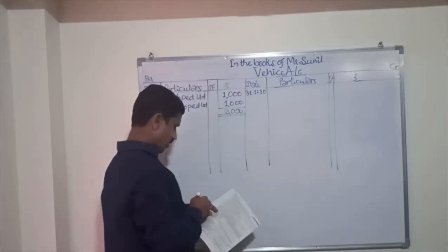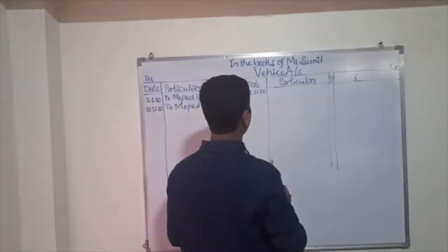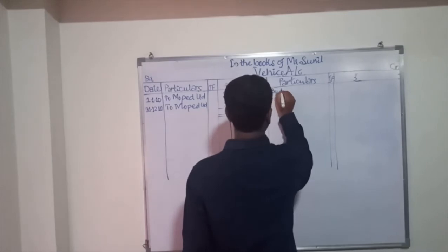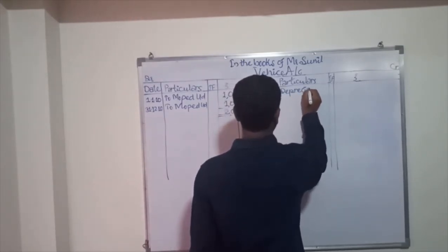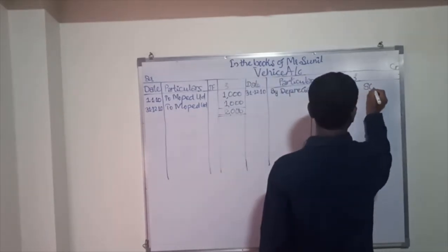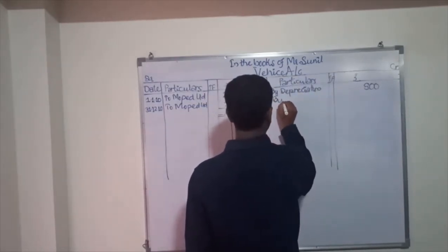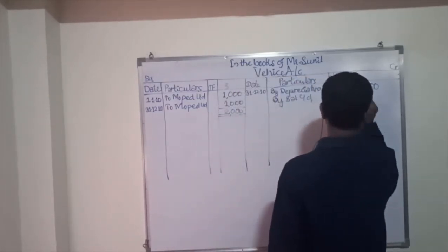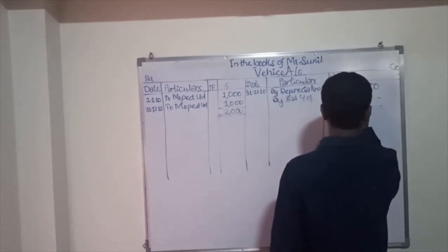On 31/12/2010, when the depreciation becomes due for payment, then it will be depreciation account debit to vehicle account. So vehicle account is credited by depreciation. So the first year depreciation here is only 800. So now let's do the balancing here. By balance carried down. So here it is 2000 is the balance.